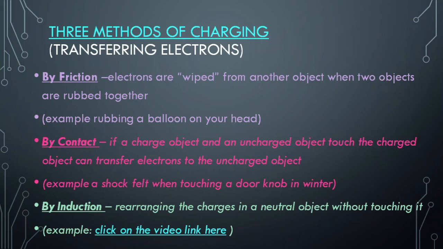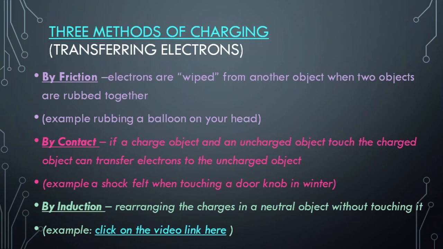This is where you rearrange charges in a neutral object without them actually having to be in contact. It turns out that you can charge things just by bringing a charged object near an object with no charge, and that is charging by induction. The most common examples used today would be induction charging for cell phones and smart watches. If you have a smart watch, you just put it on this little device. There are no actual electrical connections, no wire being plugged in. You just put the two together and it charges over time.